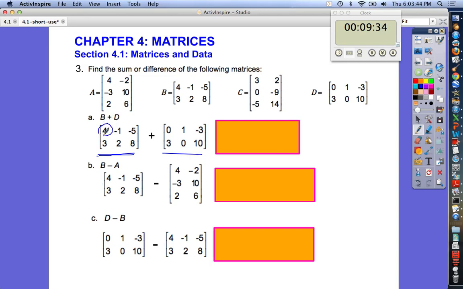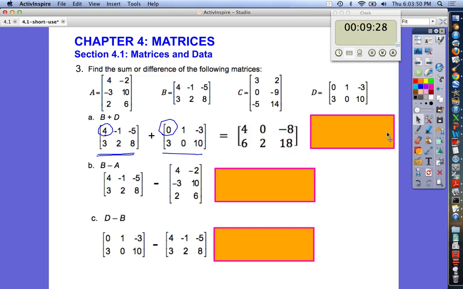We would start with 4 plus 0, and that would give us 4 in our resulting matrix. We would then go to our second entry, -1 plus 1 to get 0. And then -5 plus -3 to get -8. You then move down to the second row, 3 plus 3 to get 6, 2 plus 0 to get 2, and then 8 plus 10 to get 18.